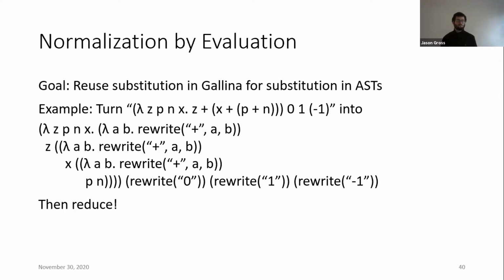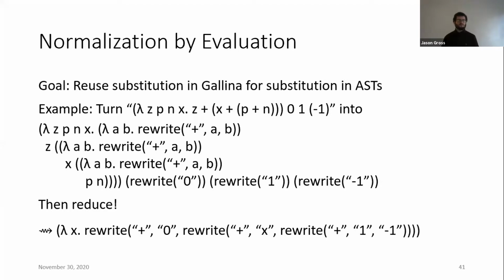The final step of normalization by evaluation is to do the evaluation, to do the reduction. And here you see that when we do this, all of the beta redexes disappear, and we're left with just these rewriting opportunities with all of the arguments plugged in. And this is important. Being able to delay rewriting like this is useful, and I'll come back to that in a moment.